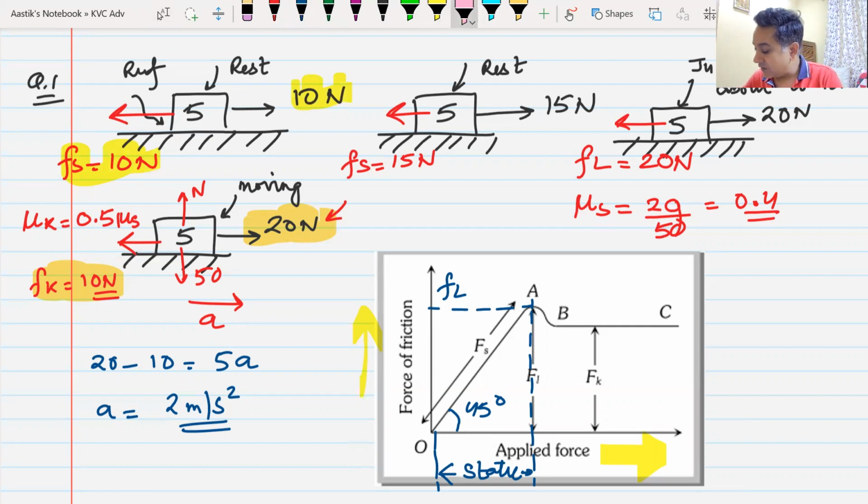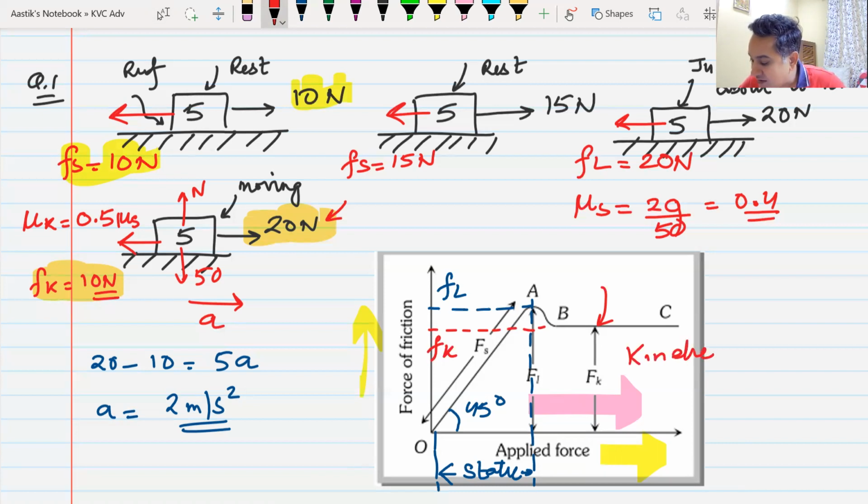Yes, sir. After this point, the friction value decreases. Why does it decrease? Because it now becomes Fk and the body starts to move. Do we understand this? Yes, sir. I'll give you 2 minutes to note this down.